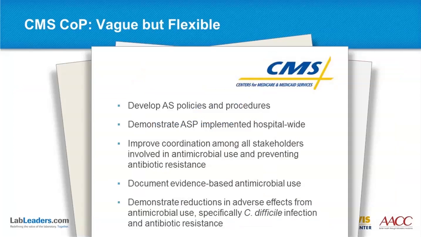So what are the CMS guidelines in this case? What are they requiring us to do? The good news is that it's flexible. Bad news, it's kind of vague. So that leaves a little bit for interpretation there. You can see here these 5 elements: develop antibiotic stewardship policies and procedures, demonstrate ASPs implemented hospital-wide, improve coordination amongst all stakeholders involved in antimicrobial use and preventing antibiotic resistance, document evidence-based antimicrobial use, and demonstrate reductions in adverse effects from antimicrobial use, specifically for C. difficile infection and antibiotic resistance.